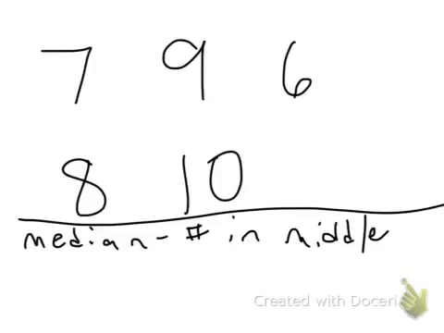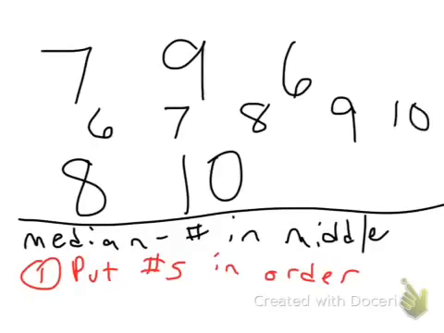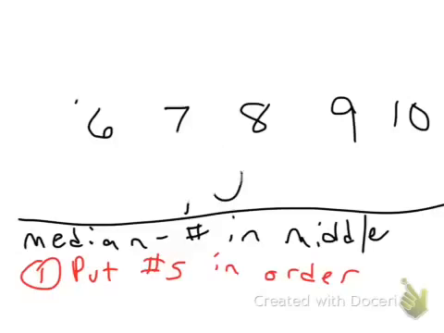Now, to find the median, and you need to write this down in your notes, the number one thing you need to do before you do anything else, number one, you need to put numbers in order. So right now, I'm going to rewrite these numbers in order. I'm just going to do it right in the middle. 6 is my lowest number, then 7, then 8, 9, and 10. So now, I have the same exact numbers, but I put them in order, which is step number 1. You have to do that. Put the numbers in order first.